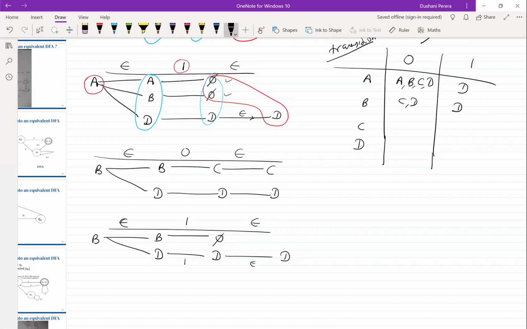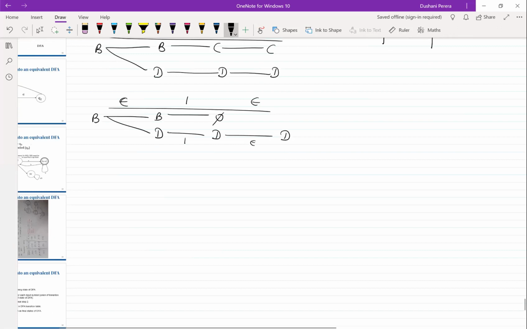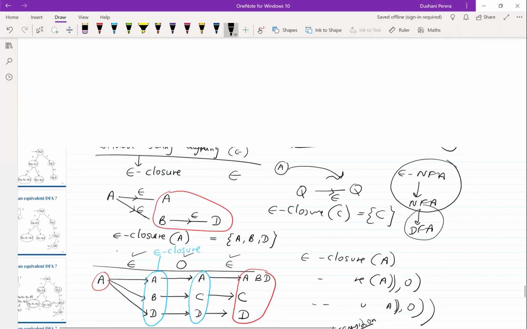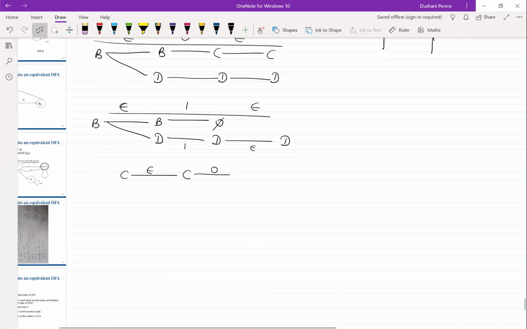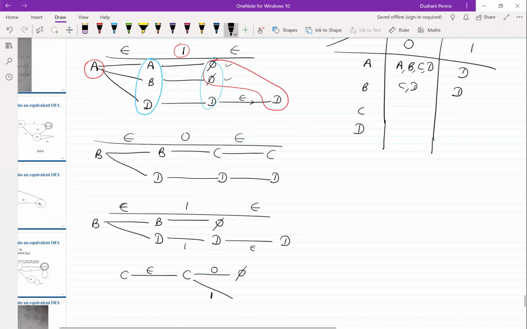Now we do the same thing for C. When I take C, what is the null closure of C? Null closure of C is C. I hope you remember. Then what will happen if I give 0 to C? I don't have a transition. I'll do 1 also here itself. What happens to C when I give 1? I go back to B.